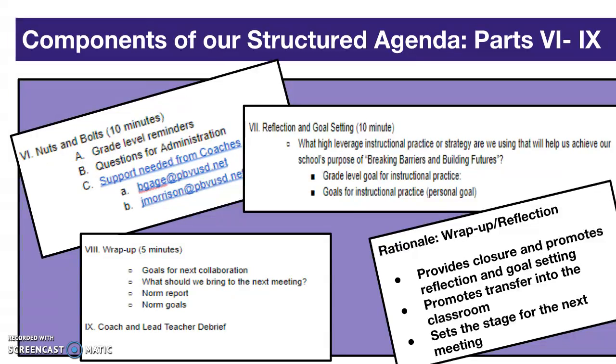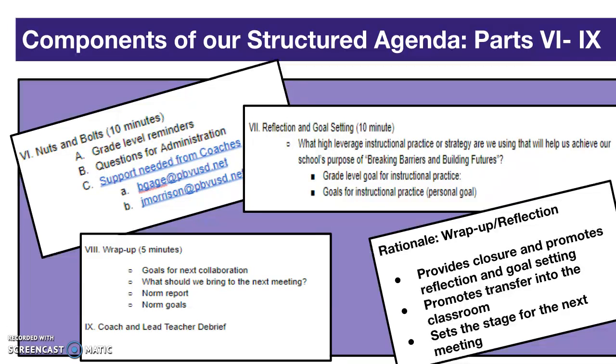We have a short nuts and bolts piece where grade level reminders can be, where questions for administration can be listed, and then those will be answered on the document. It's also an area where they can identify support they need from coaches. That could be a model lesson, a co-plan, co-teach, resource support, etc.